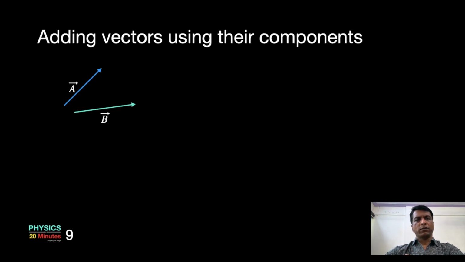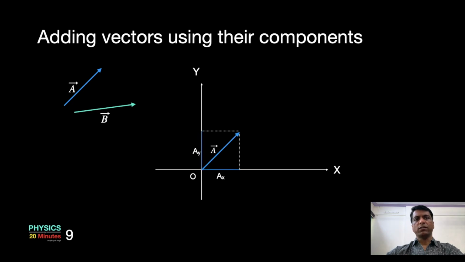How do you add vectors using their components? So let's have two vectors A and B, and I want to add them by using their components. So I'll first place the two vectors in a triangle law situation. Here are my x and y axis. Let me translate my vector A to origin. So this is my vector A. The tail of vector A is kept at the origin. If I draw two perpendiculars from the head of vector A to x and y axis, I will get the two components of vector A, that is ax and ay, along x axis and y axis respectively.